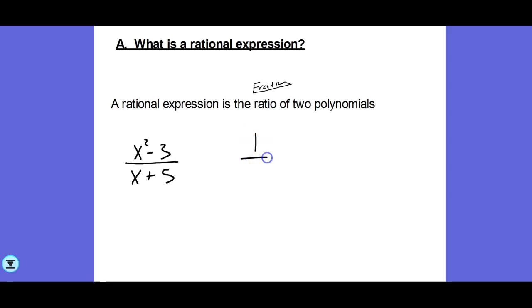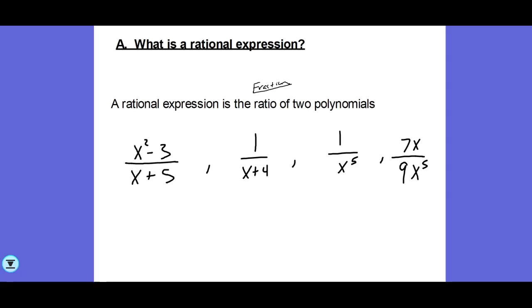Here's another example. You could have this. There's just all kinds of rational expressions that you could possibly have. So basically, anytime you have a polynomial over another polynomial written as a fraction, you have what's known as a rational expression, and that's what this entire chapter is devoted to, which is our last chapter of semester 1.